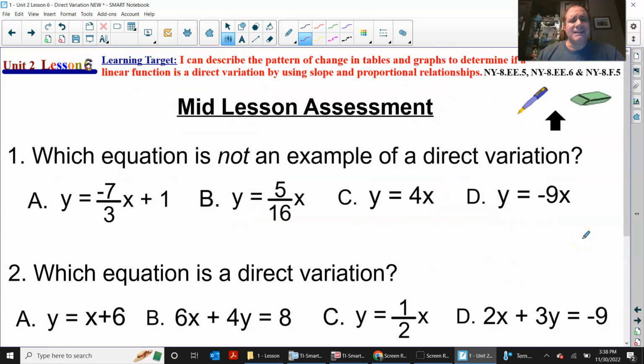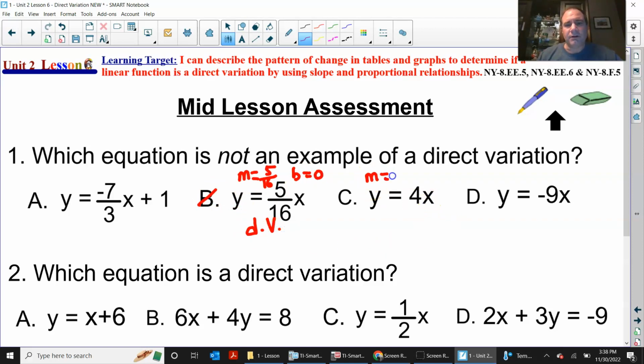Which equation is not an example of a direct variation? Three of them are direct variations. One of them is not. So this right here, what's the y-intercept? The m is 5 over 16. By the way, it doesn't matter what the slope is, but the b is 0. So this is a direct variation. We're going to put DV.